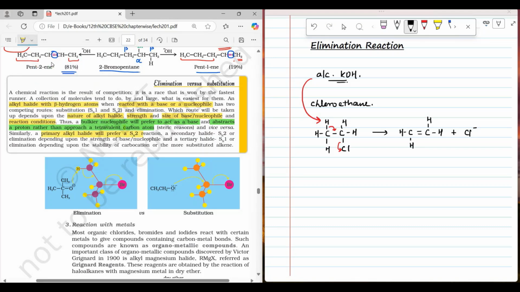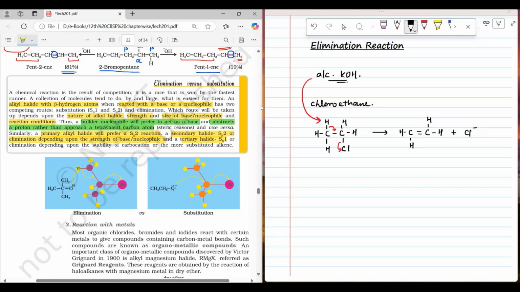Primary alkyl halide will prefer SN2 reaction. Secondary alkyl halide undergoes SN2 or elimination depending on the strength of the base and nucleophile. And tertiary alkyl halide prefers SN1 or elimination depending on the stability of the carbocation or the more substituted alkenes.